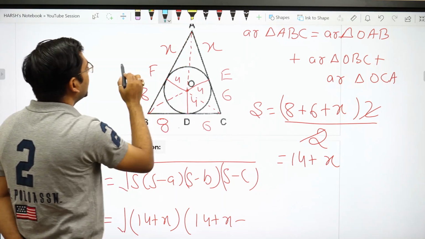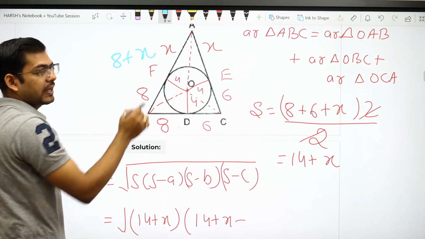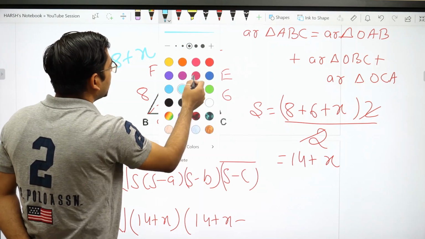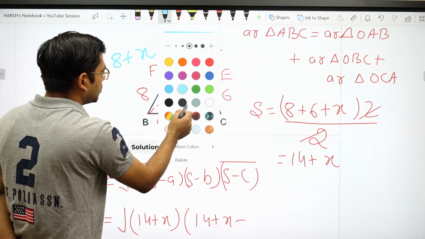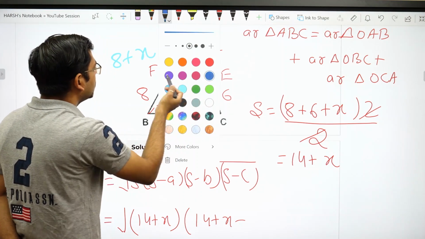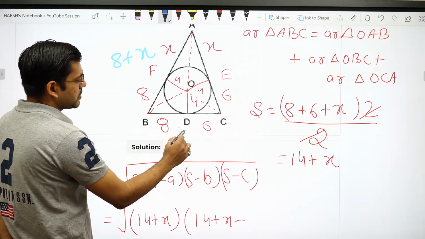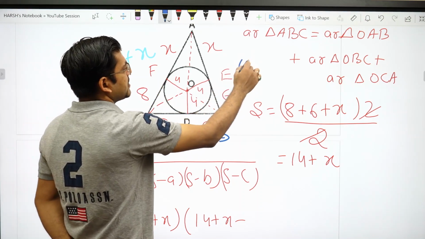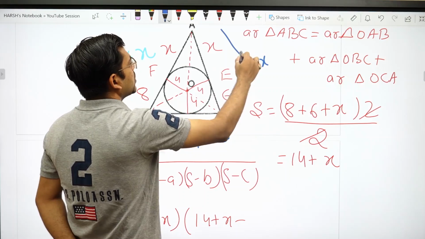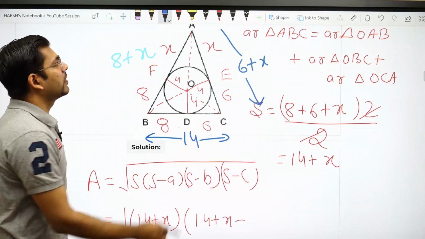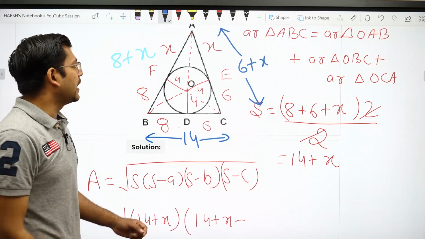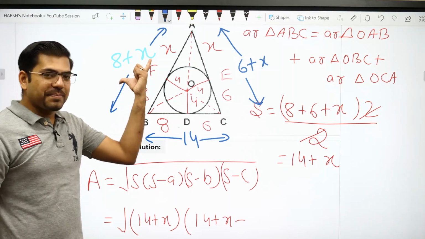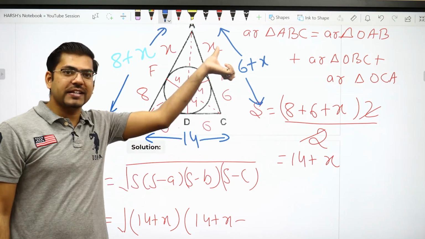Let me write it down. This side is 8 plus x. Are you able to see it? 8 plus x. Let me change the color. This better would be this color, blue. Okay. Now 8 plus x, this would be 14. This is 8 plus x and this would be 6 plus x. So this is how the lengths of the sides will be: first side 8 plus x, second side 14 and third side 6 plus x.